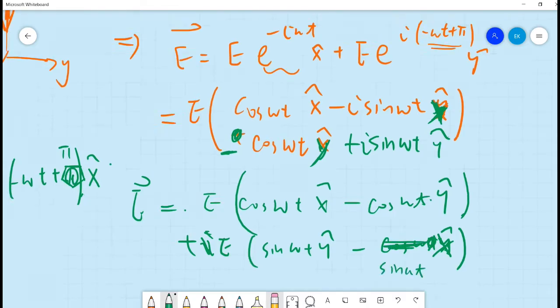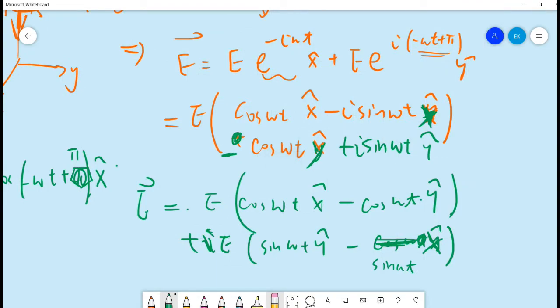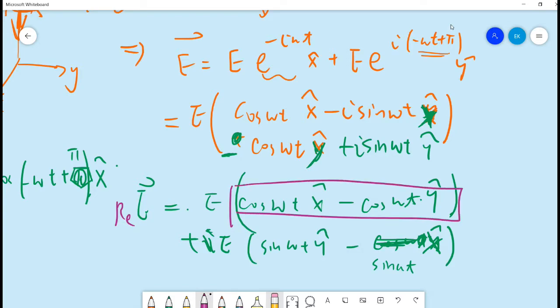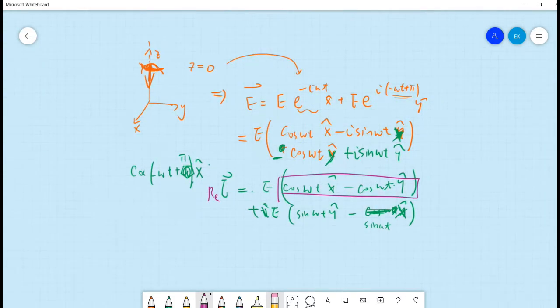Okay, now we're almost done. What we need is just the real part, since we are working with real fields, we take the real part and we get this. So what is this vector? It is cosine minus cosine, so this is negative, so this is a line.